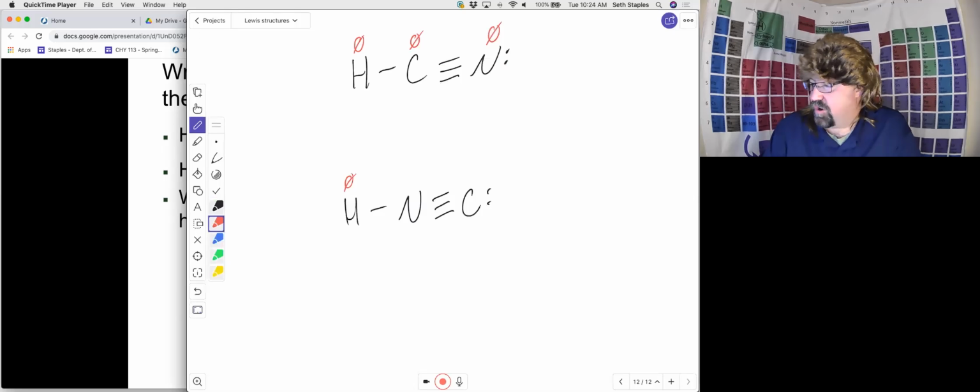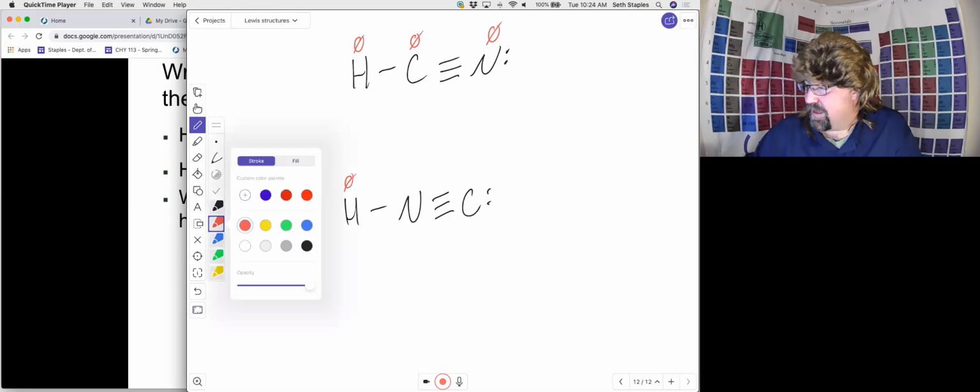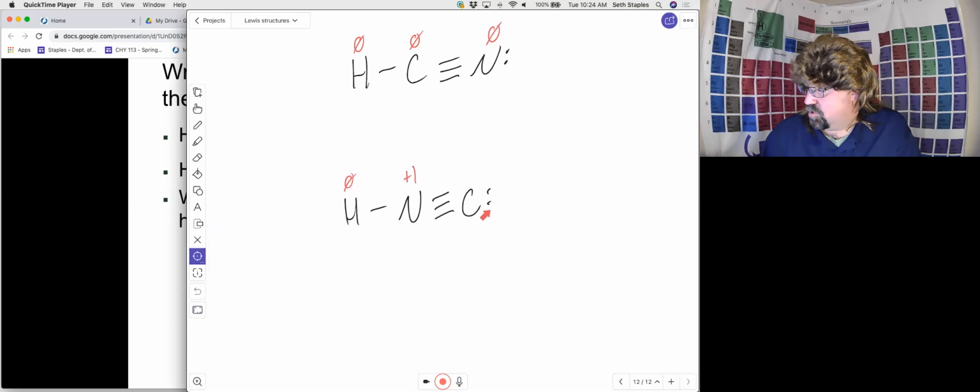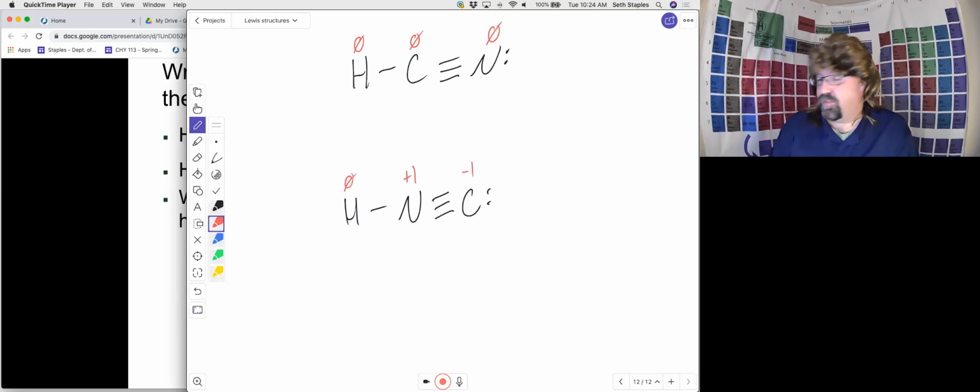In our bottom structure, again, 5 valence electrons around nitrogen. We have 8 bonding electrons, divided by 2 is 4. 5 minus 4, we now have a formal charge of +1 on this nitrogen. Carbon, 4 valence electrons. Carbon has 2 lone electrons, plus half of these 6 bonding electrons, which is 3. So 4 minus 2 minus 3. We have a formal charge of -1 on this carbon.